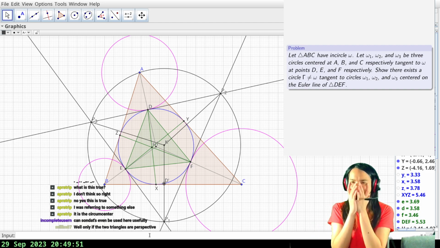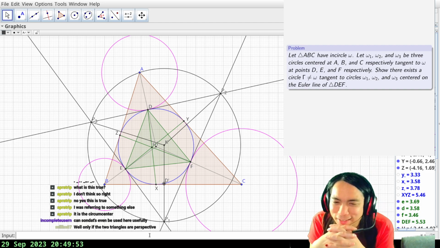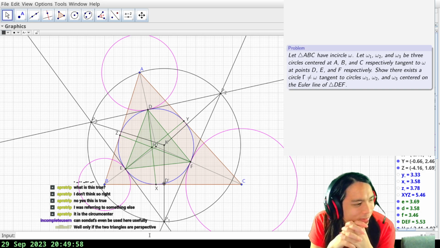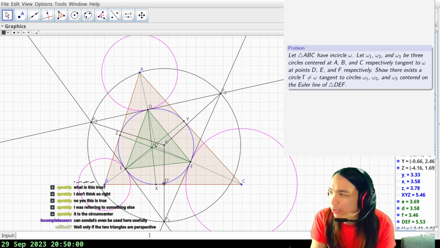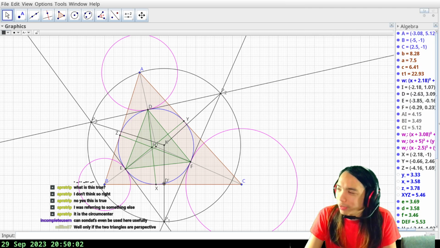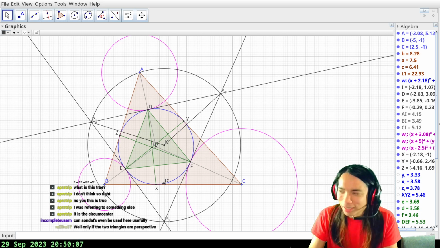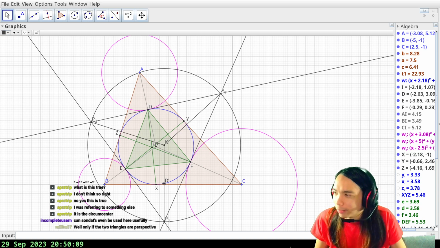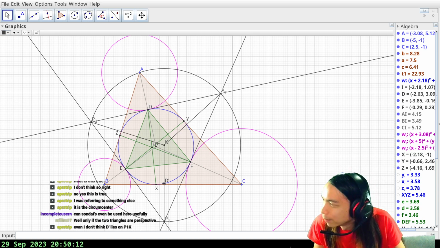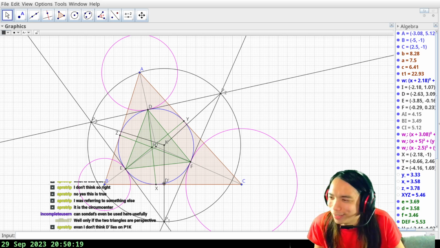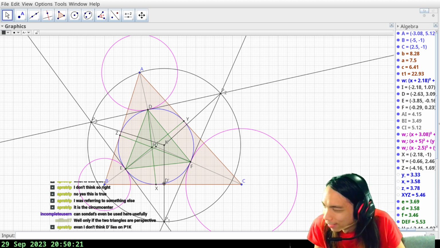Hang on. Wait a moment. So we don't need this. Oh, actually, maybe Sondat's theorem. I think Sondat's theorem has a part that gives you something in addition to just the... The thing is, I've used it a total of like 3 times in my Math Olympiad career. Maybe it might be like 5. So I don't even remember the statement.